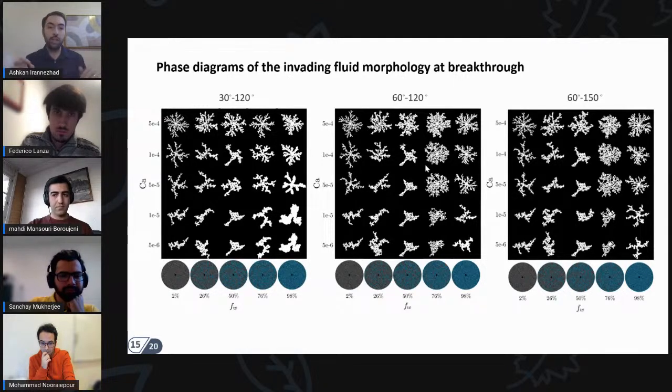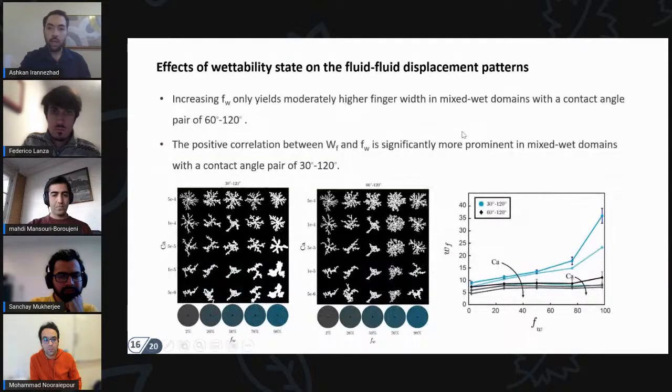the patterns actually look very similar to each other, which is due to the dominance of viscous forces in this case. But the most actual difference between the patterns is happening at the lowest row, where the capillary number is the lowest and the wettability is controlling the pattern. So to have a better understanding of this pattern, we use different quantitative metrics.